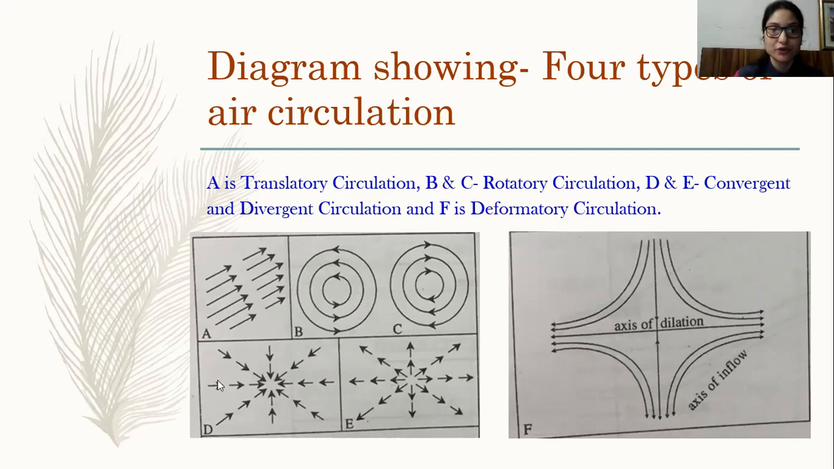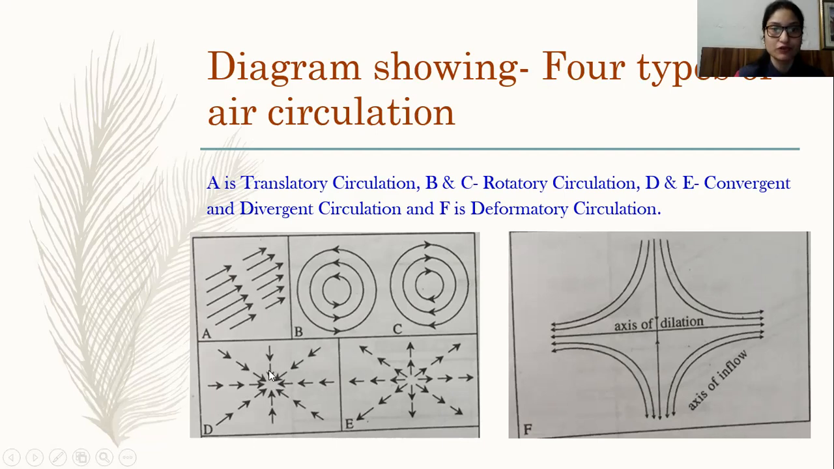So D is showing us convergent circulation movement and E is showing us divergent circulation movement. I already explained to you what divergent and convergent mean. Basically, in a convergent type of circulation, or convergent type of movement, the air is coming from all directions and it is meeting at a central point over here.